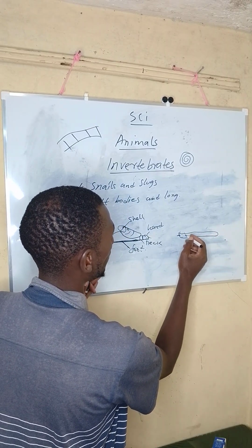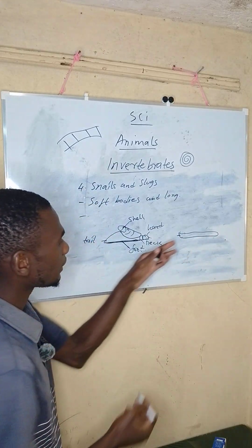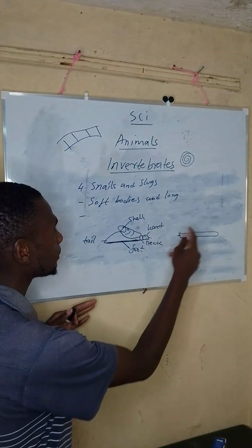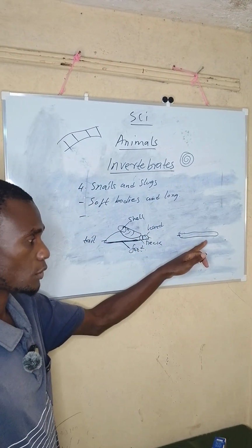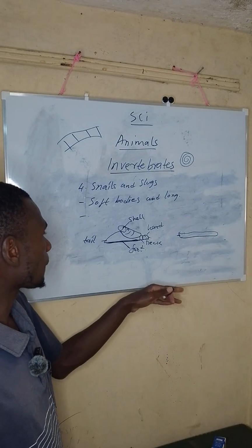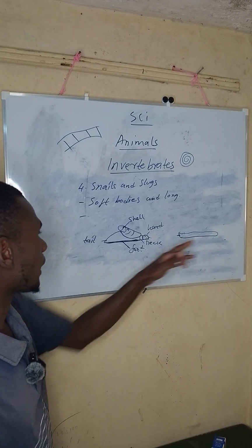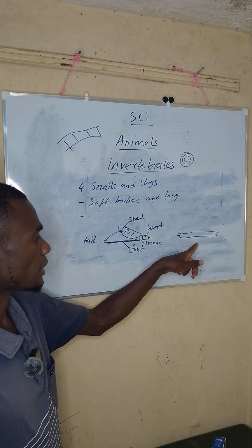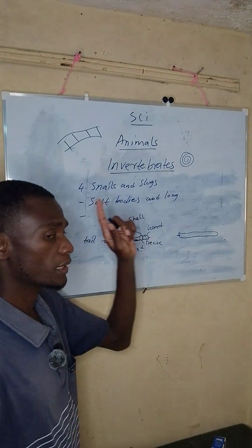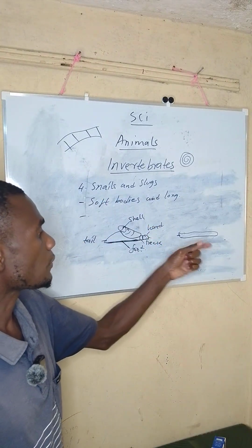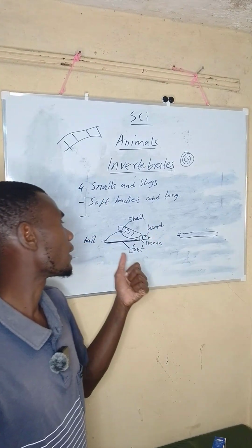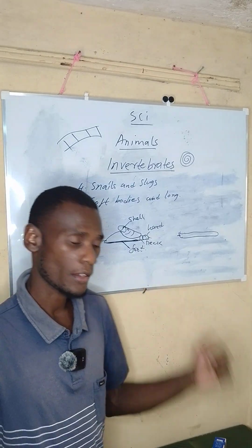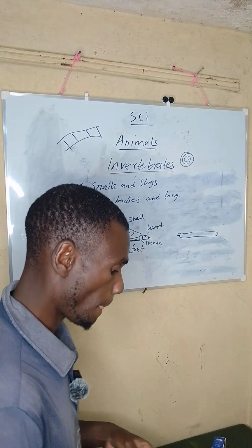Also like this. But a slug does not have the shell. That means all the remaining parts are also here: the head, the neck, the foot, and the tail. The only thing the slug is lacking is the shell. That is why the slug has 4 body parts, while the snail has 5 body parts.